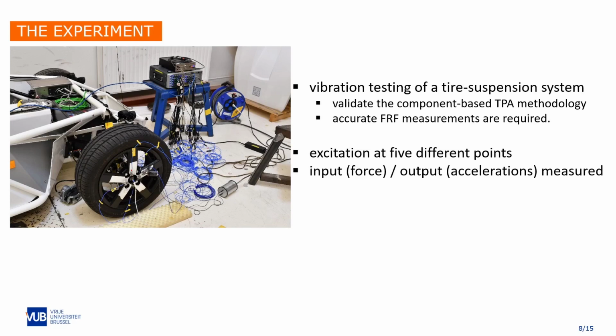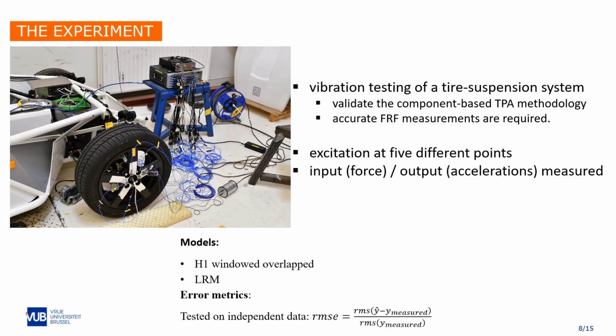We measure the input, these are the force signals, and the output accelerations. The model that we use is the H1. This you can find back in the paper. Here in the presentation, we will use the best performing H1 windowed overlapped method and the local rational method, which you could see in the previous slides. And the error metric, what you can see on the slides, is the so-called relative root mean square error. So we take the root mean square difference between the measured and simulated signal, and we normalize with the root mean square of the measured signal.